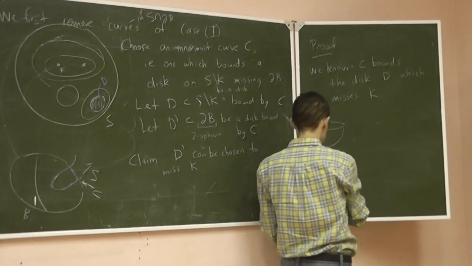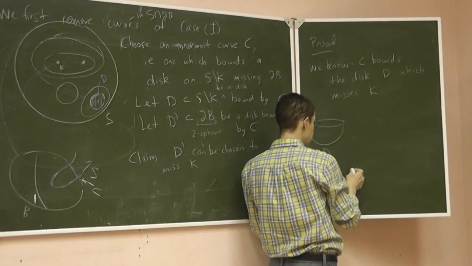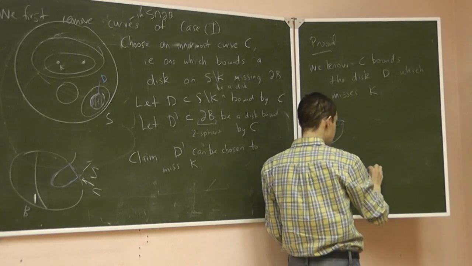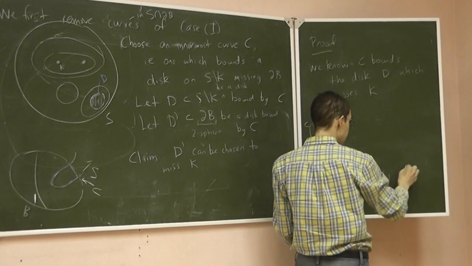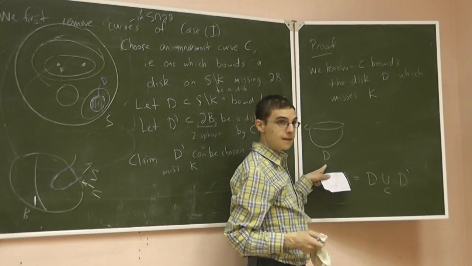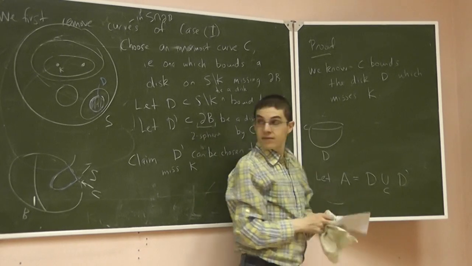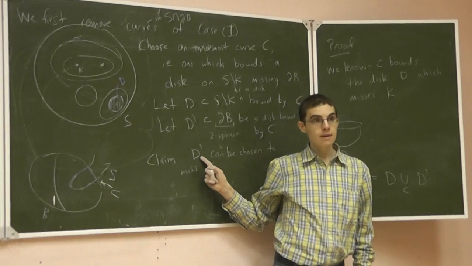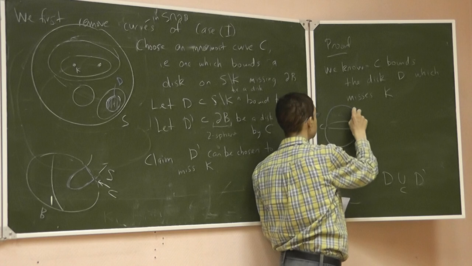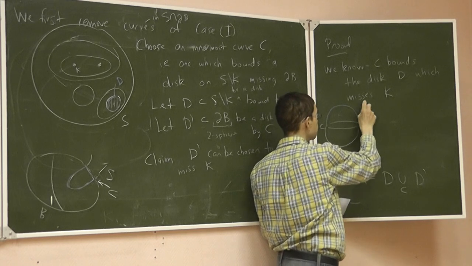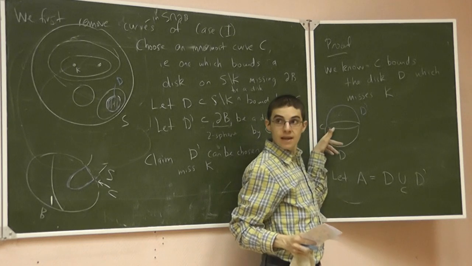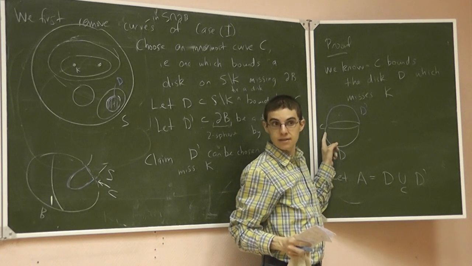Glue the two disks along that boundary, D prime along C. We have this one disk D bound by C. We have another disk D prime bound by C. So we've got these two disks, and they both have the same boundary.